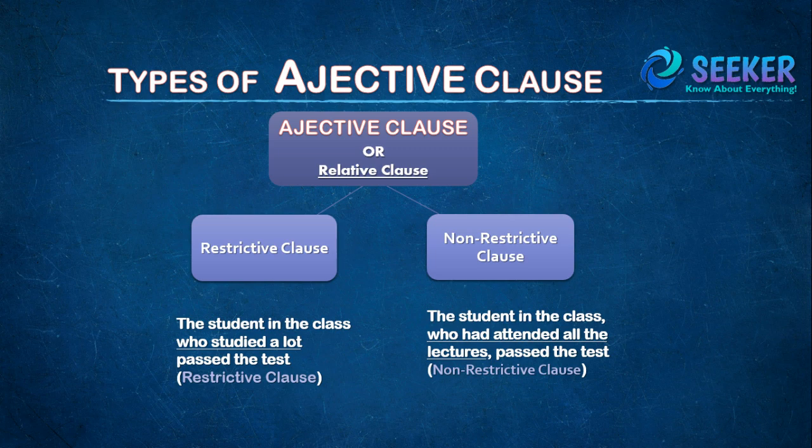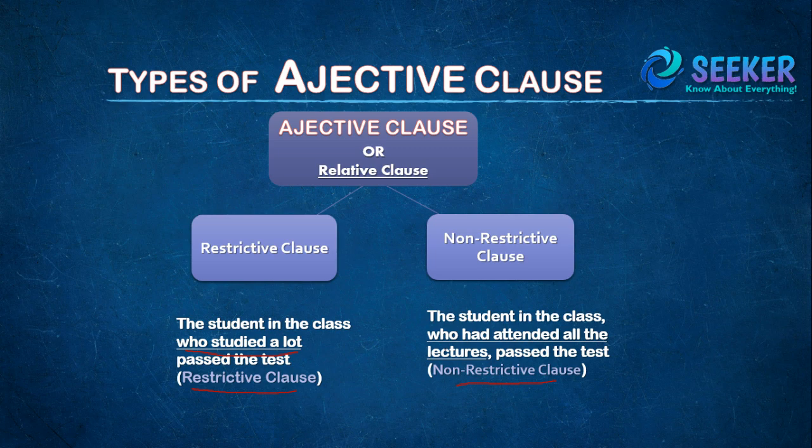For example, the student in the class who studied a lot passed the exam is a restrictive clause, while the student in the class, who had attended all the lectures, passed the test is a non-restrictive clause. Here in this sentence, the clause who studied a lot restricts information to the preceding noun, that is student. It means that there is only one student in the class who studied a lot, hence it is a restrictive clause.